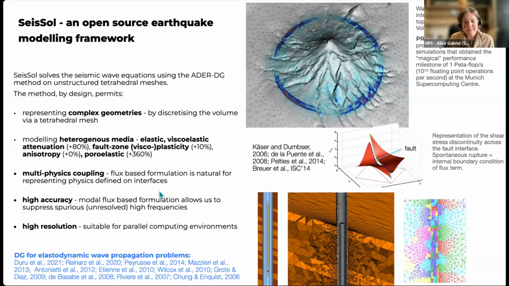Multiphysics coupling, for example for dynamic rupture, but also for elastic-acoustic wave interaction, is natural because we have a discontinuous Galerkin method where we can represent discontinuous physics on interfaces. It's high accuracy in space and in time, and high resolution. We can scale up to full supercomputers if we're doing everything right. DG, discontinuous Galerkin, is quite popular in other wave propagation problems. It's just a shout out to other codes and applications that are using this specific finite element implementation.